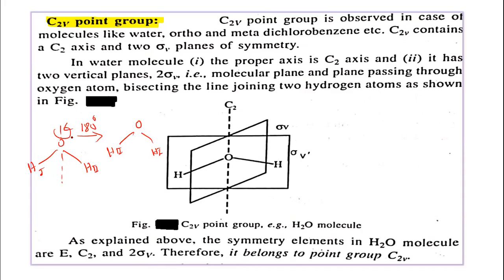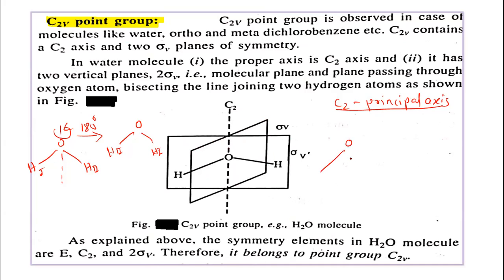Thus the water molecule has a C2 axis, and that is the principal axis. It means that the water molecule has a two-fold axis of symmetry. So C2 exists there. Along with the C2, there are two vertical mirror planes. You can see here, this is one vertical mirror plane, and this is the other vertical mirror plane. So two vertical mirror planes exist there. We can show that symmetry operation in this way.